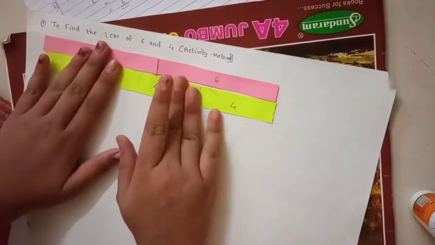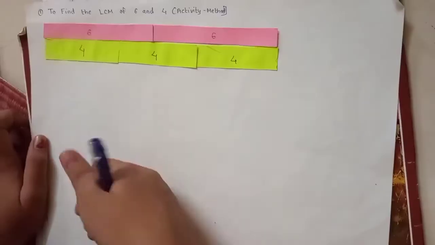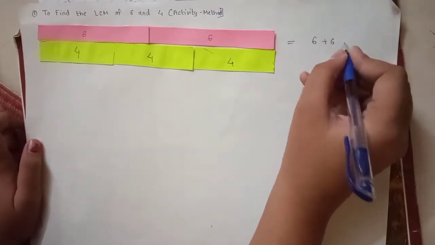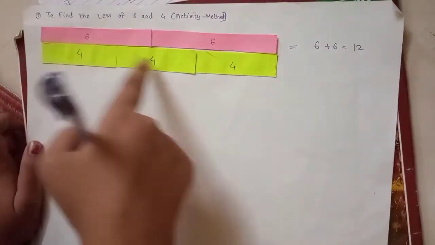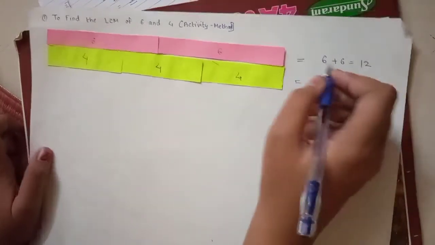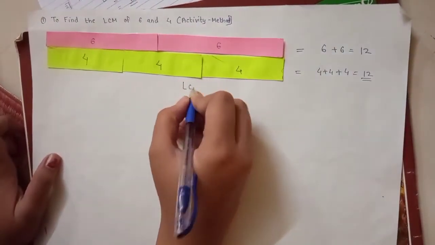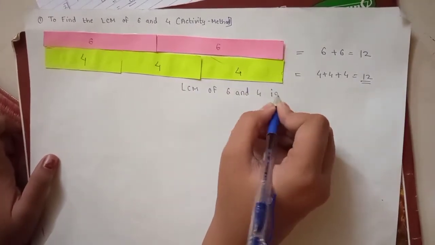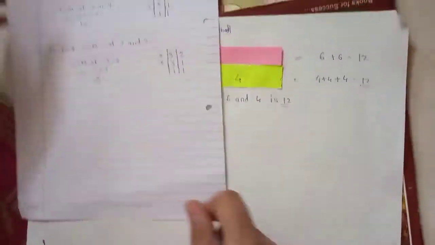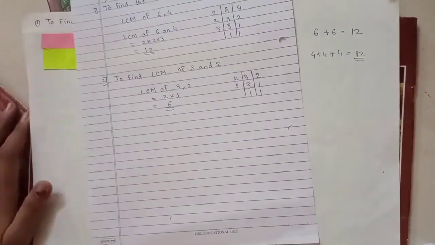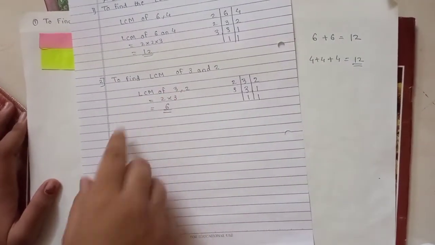Here we have done. Now 6 plus 6 is equal to 12. There are 2 6, so 6 plus 6 is equal to 12, and there are 3 4 number strips. So 4 plus 4 plus 4 is equal to 12. Therefore LCM of 6 and 4 is 12. See here, the basic method and activity method answers are the same. See, 12 and 12. Now let's solve the next sum.